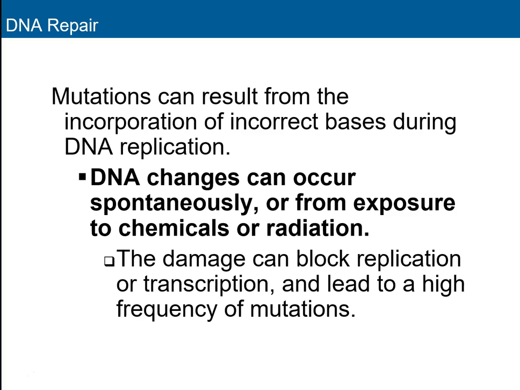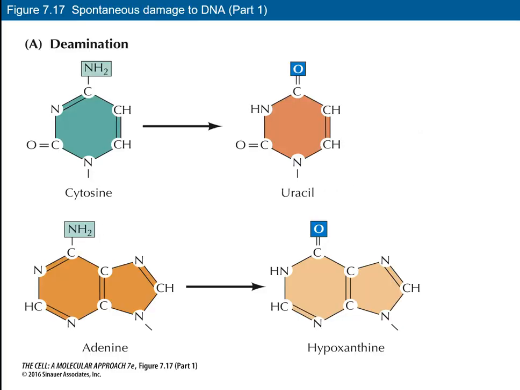So remember, DNA changes can occur spontaneously, meaning for no good reason at all, or from exposure to chemicals or radiation. I give you examples of different types of DNA damage and what causes them as we move through. I'm going to skip over this quickly because we talked about it already. You need to know, because I can ask you on the exam, to give me an example of a spontaneous type of damage versus a type of damage caused by a chemical or radiation. You need to be able to distinguish between them.